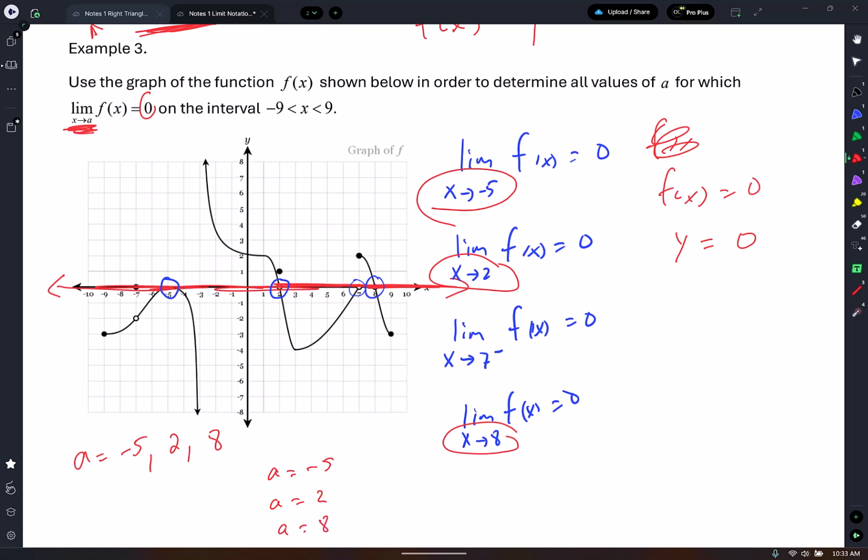Hit me. Can you explain why we didn't do the 7? Oh yeah, because the 7 doesn't work for the right hand side. See how there's no plus or minus on the 8? So from the right hand side, it's 2, but I need it to be a 0. So I need it to go from both directions.